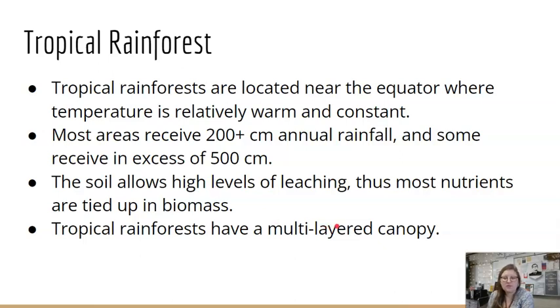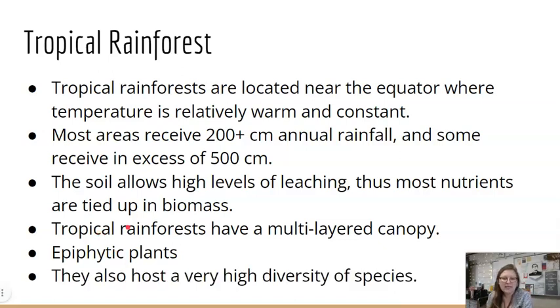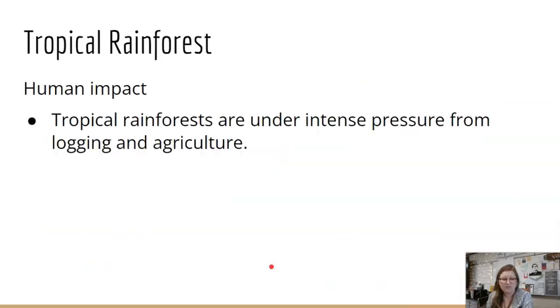Tropical rainforests have multi-layered canopy. We have lots and lots of different trees, plants, everything, all the layers. There's a lot going on. And epiphytic plants. So epiphytic plants are plants that live on another plant. They're not parasitic. They're not taking nutrients. They just are borrowing the height of that plant. They also host a very high diversity of species. Tropical rainforests are the most biodiverse biome that we have here on Earth.